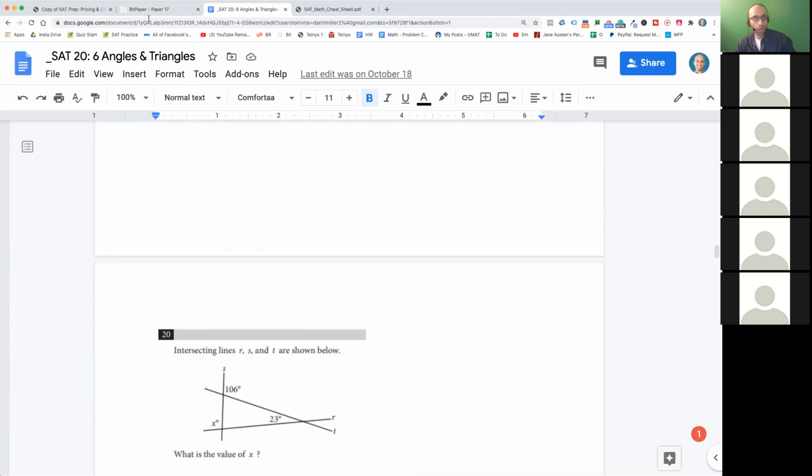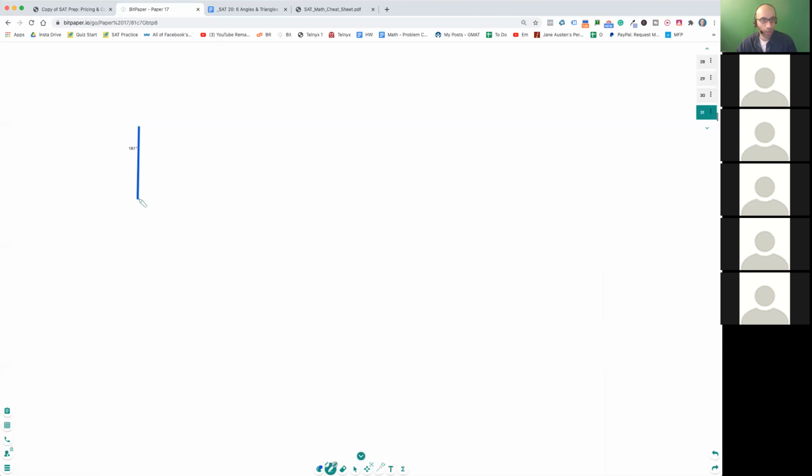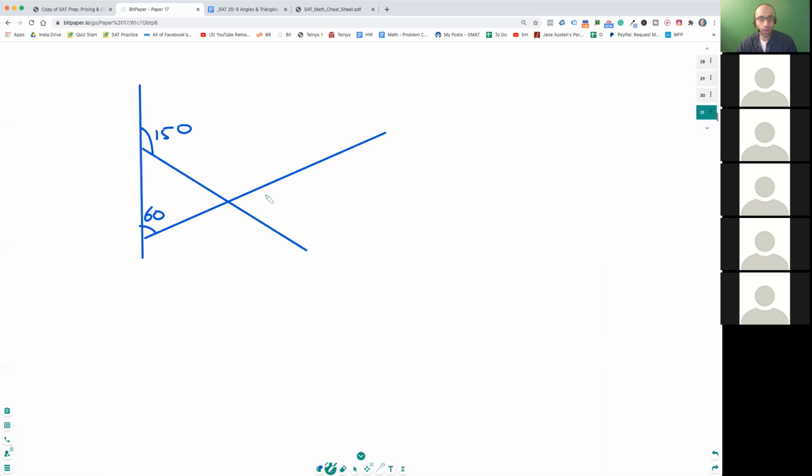All right. Another piece of information before we start is to always try to fill in the angles. Let's say you've got something like this. Suppose you've got one angle over here. I didn't draw it very well, sorry. Let's say you've got this angle to be 150 and this angle to be 60, and they're asking you, what is this angle?